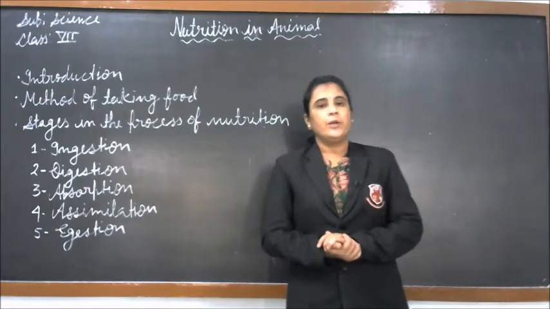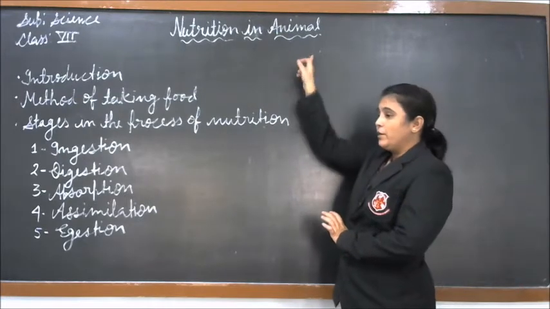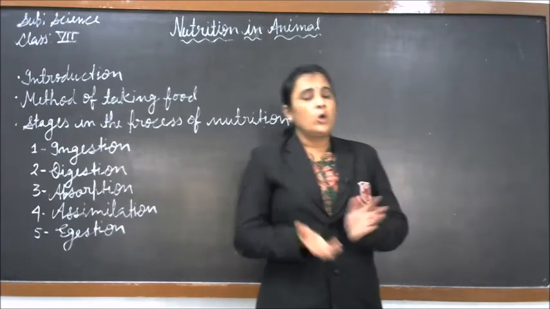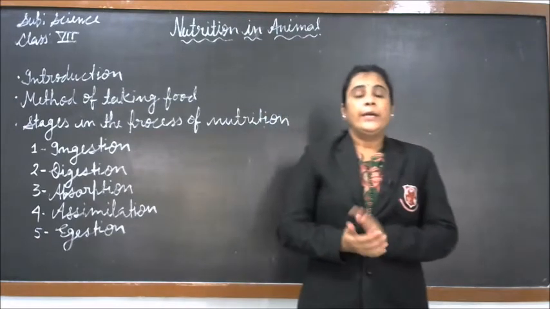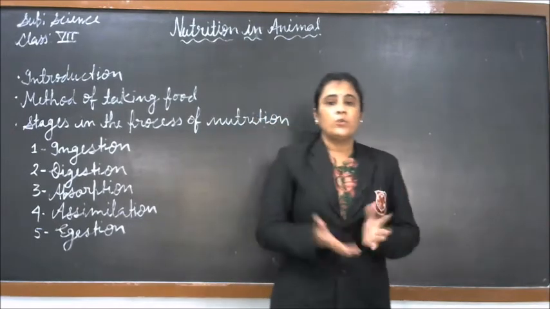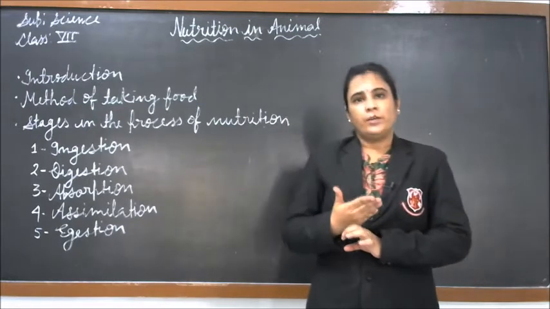We are going to study about Class 7 science chapter, Nutrition in Animals. Students, you have learned that plants are autotrophic organisms. They can make their own food by the process of photosynthesis, so they do not depend on others for their food.